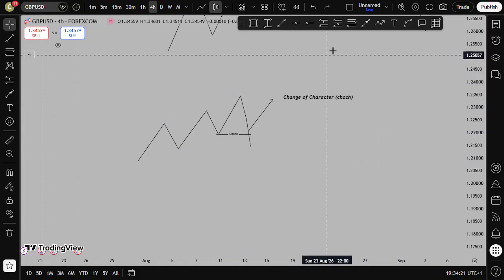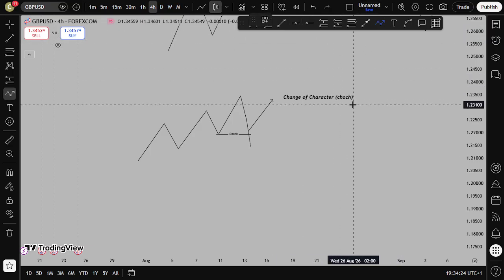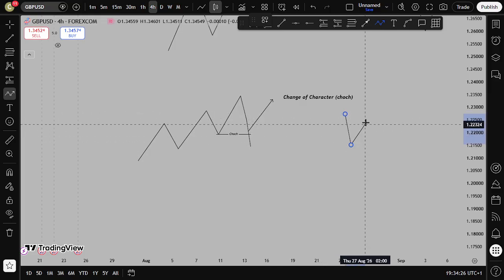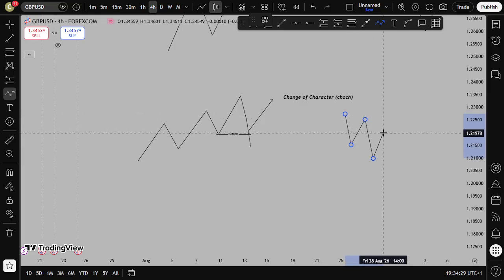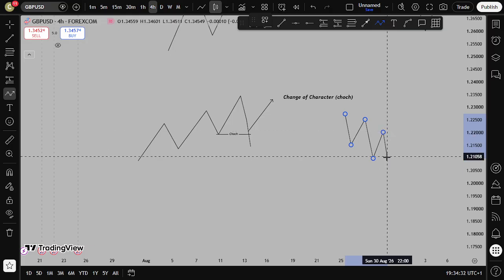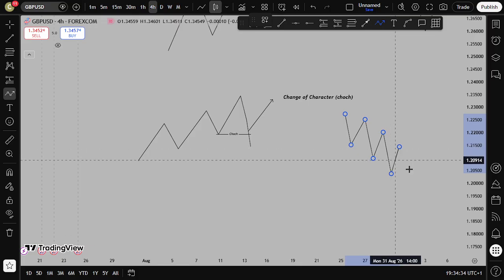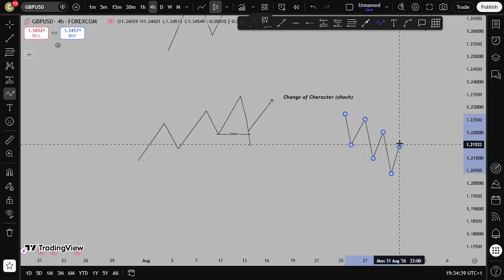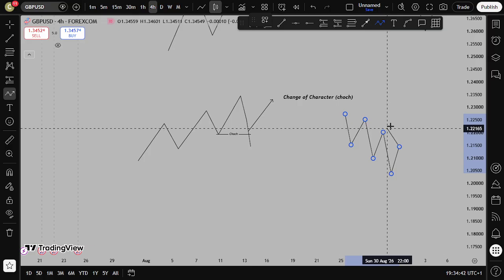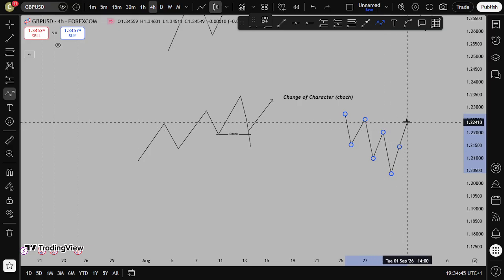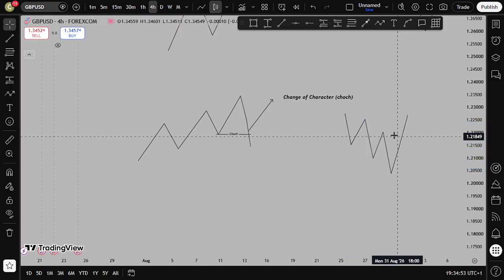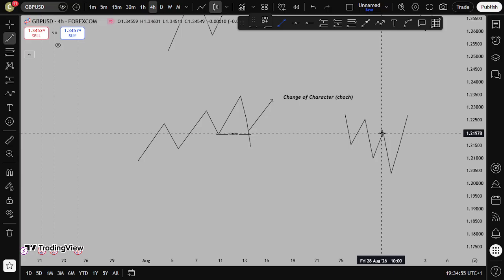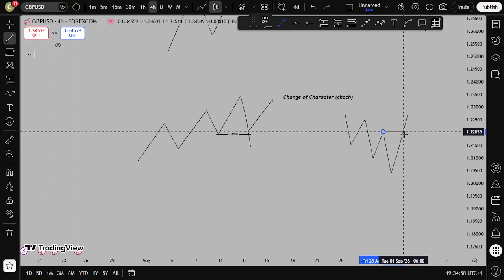So now let me make the reverse of this. In the case of a downtrend, we have lower low, lower high, lower low, lower high, lower low, lower high. So you would expect price to continue lower by breaking this last lower low. But what happened now? Price breaks above this lower high, giving us what? A change of character.